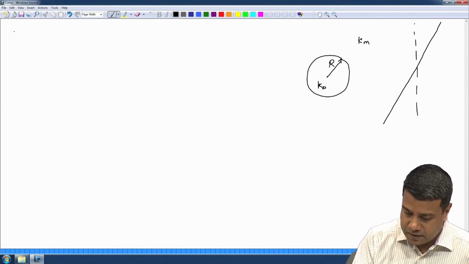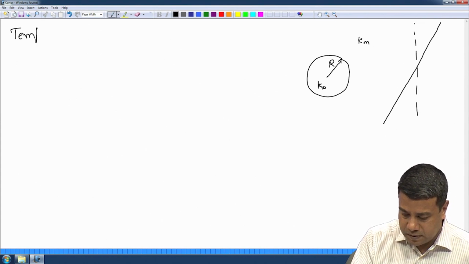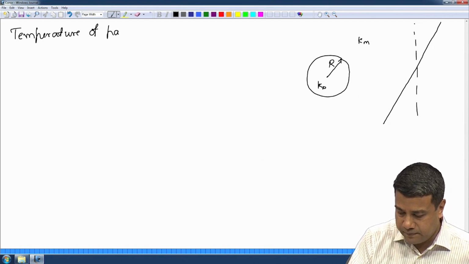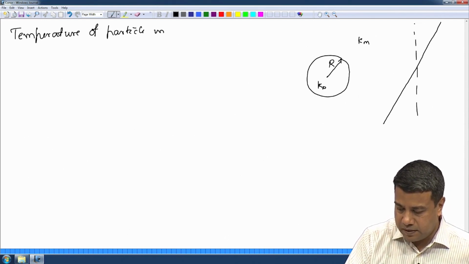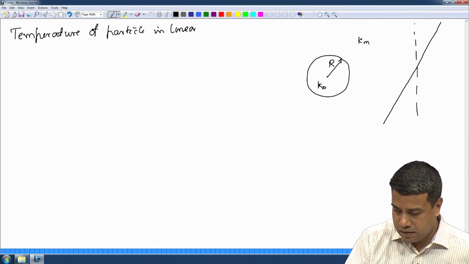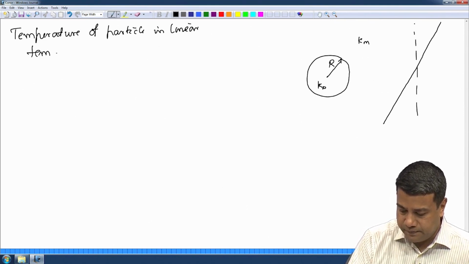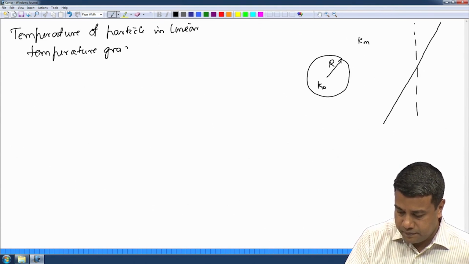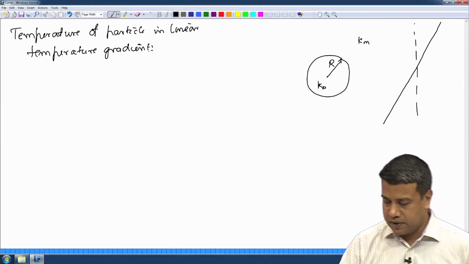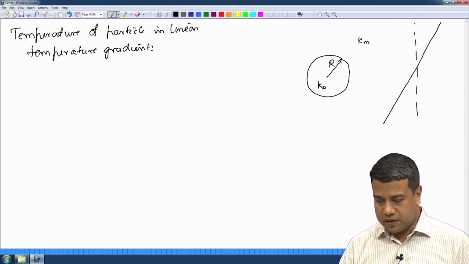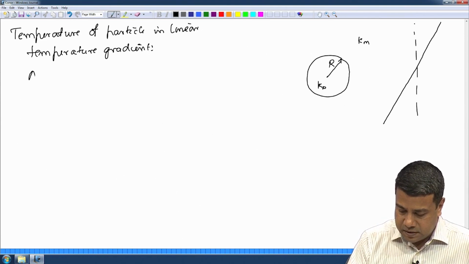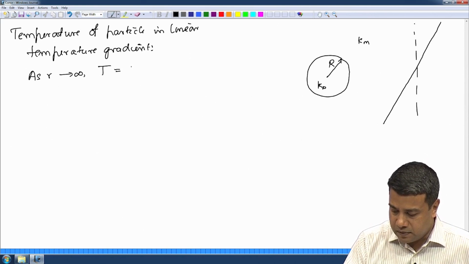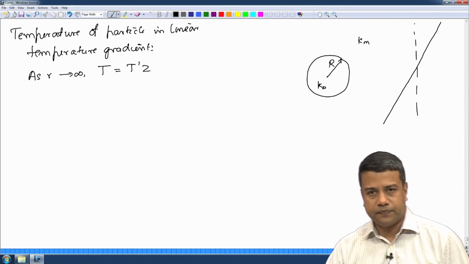This is the temperature of a particle in a linear temperature gradient. Therefore, the boundary conditions: as r goes to infinity, the temperature is equal to T prime times z.